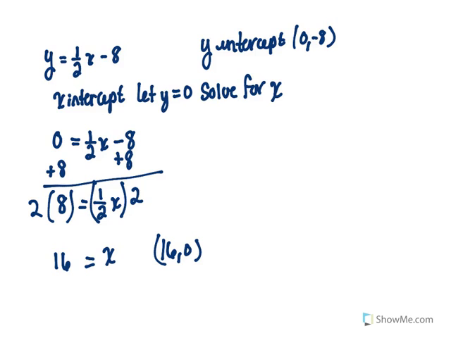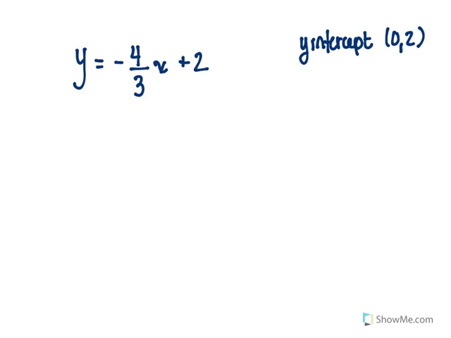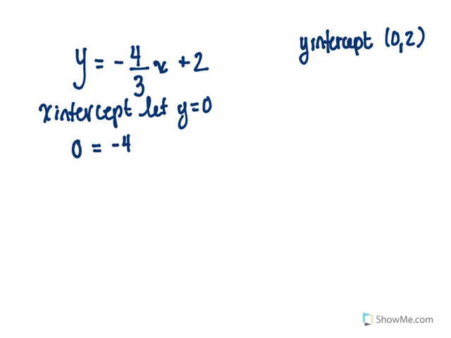So let's try one more so that you guys can be comfortable with this. I have an equation y is equal to negative 4/3 x plus 2. Once again, we're in slope-intercept form, so our y-intercept is the point 0, 2. So to solve for the x-intercept, we're going to let y equal 0 and solve for x. So I plug in 0 for y. That's equal to negative 4/3 x plus 2.